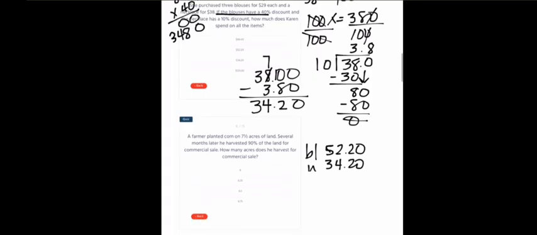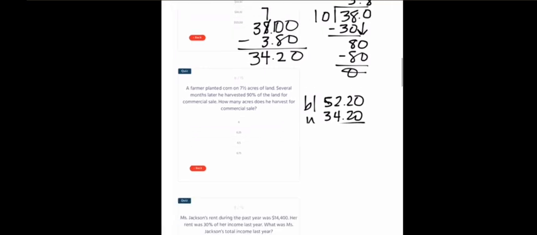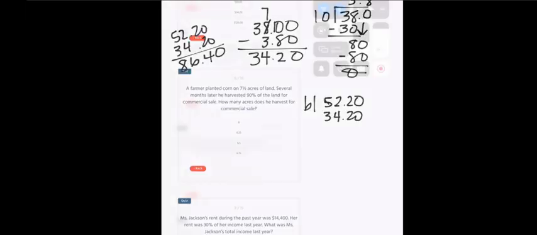Now I'm going to add it all up. For some reason it's not working. Let me do it up here. 52.20 plus 34.20. 0 plus 0 is 0. 2 plus 2 is 4. Bring down the decimal point. 2 plus 4 is 6. And 5 plus 3 is 8. My total is $86.40. I hope that made sense to you.